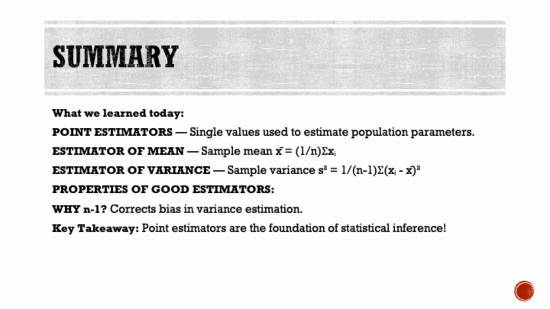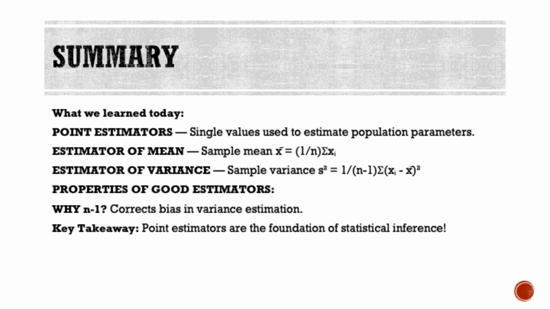Let me summarize what we've learned today. Point estimators are single values used to estimate population parameters. The estimator of the mean is the sample mean, which is unbiased, consistent, and efficient. The estimator of variance is the sample variance with n-1 in the denominator, which is also unbiased and consistent. Good estimators have three key properties: unbiasedness, consistency, and efficiency.